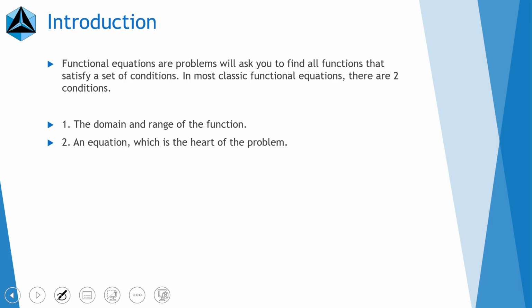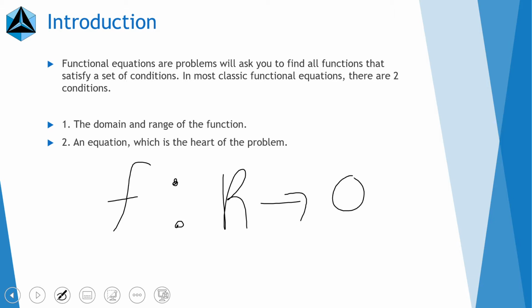The first condition is normally going to be a domain and range of the function. For example, if we say f colon R to Q, what this means is that f has a domain of real numbers, denoted by this R, and then it has a range of rational numbers, denoted by this Q. So you can think about it like this: f maps real numbers to rational numbers. That's basically what this notation is saying here.